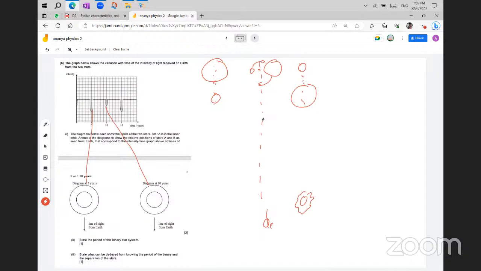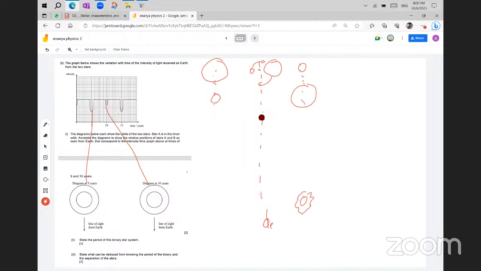Yep. I have just explained to you what this means and this means. So then he goes and asks you immediately, state the period of this binary star system. Do you know what that means? No. It means how fast do they revolve around each other. That's what period means. Okay. Do you understand?